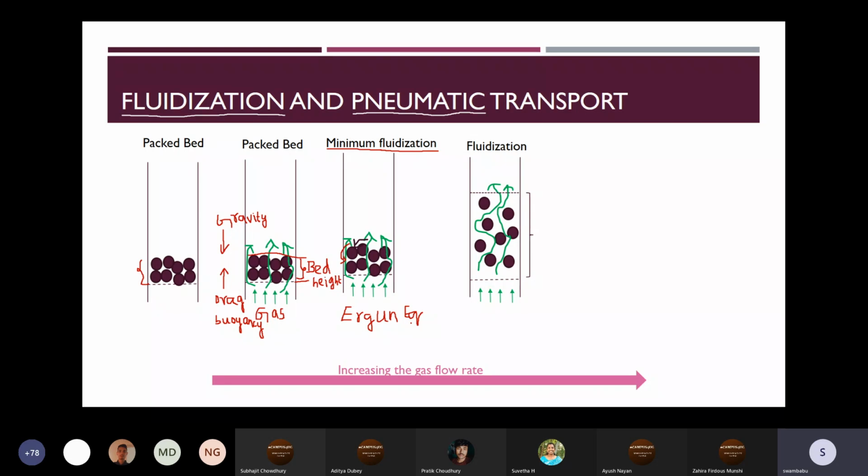Usually, we want the particles to stay within the column, whatever cylinder column we are using, within the column height. Here, the particles behave like a fluid. They move like a fluid and interact like a fluid. Such a phenomenon is called fluidization. In fluidization, the bed height has a limit. It will have a certain maximum height.